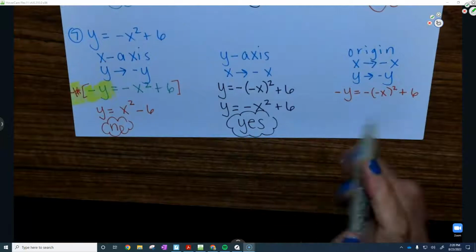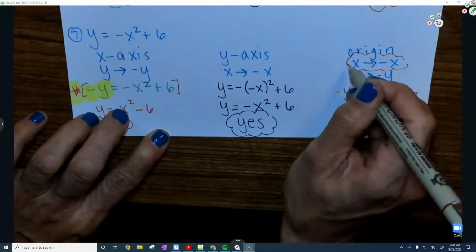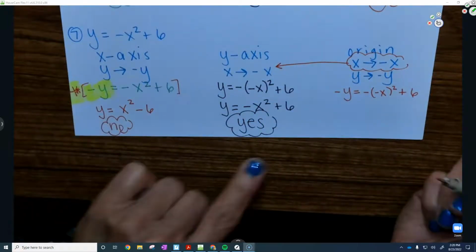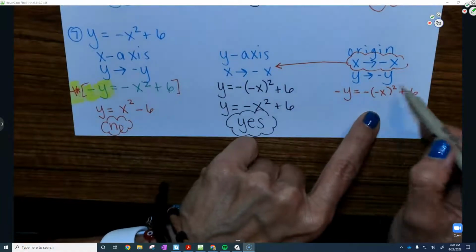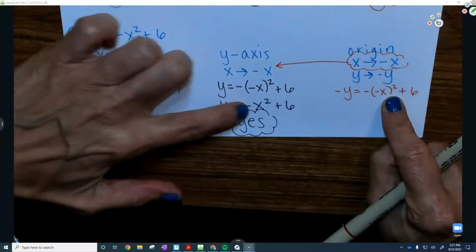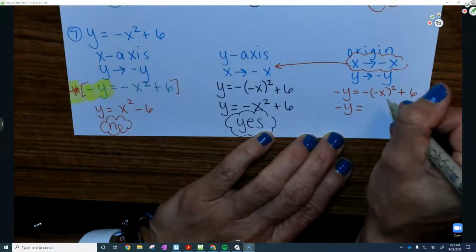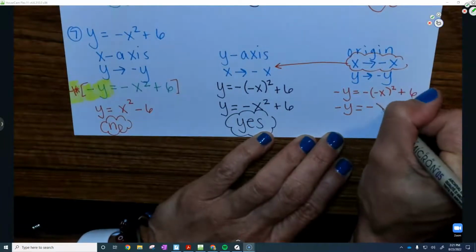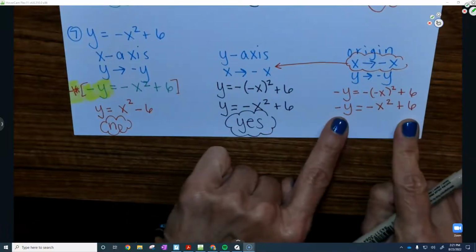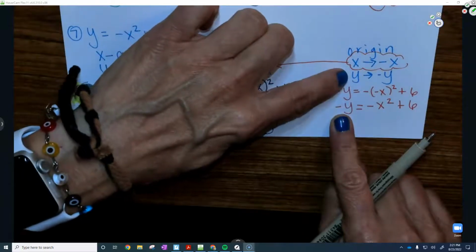And guys, remember over here, see this? See how this is the same exact operation? So remember, this right side is going to be this right side. So negative y equals, negative times a negative is positive, distribute your negative. However, these are not identical because remember we had to change the y also.